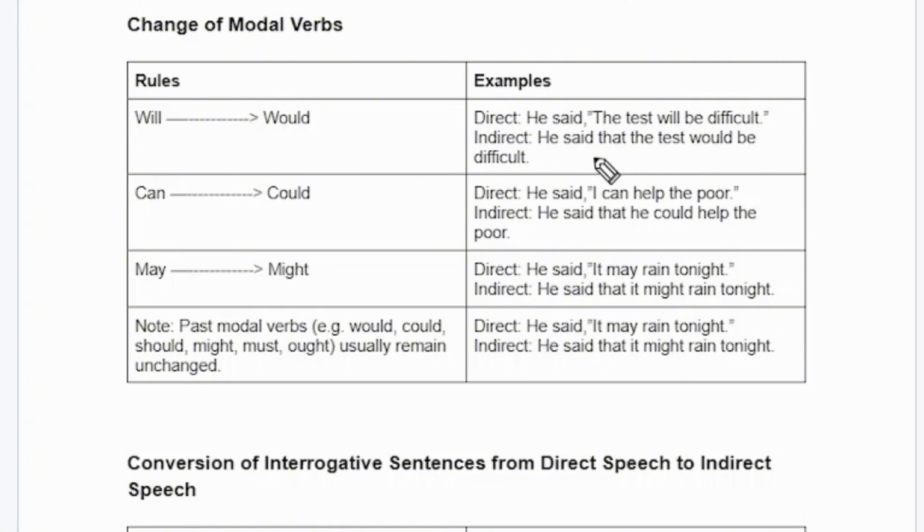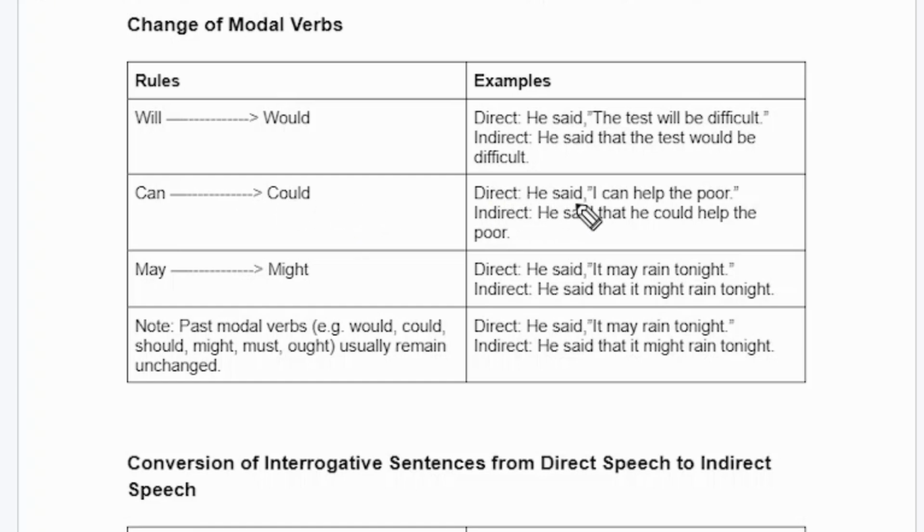So what did we change? "He" is there, "said" is there. We added "that" in it, and "the" is there, "test" is there. Okay, "will" converted into "would". "Be" is there in both, and "difficult" is there. So we omitted just commas, and we changed "will" to "would", and we change the pronoun, and we add the "that" over here. Okay, so "can" will be converted into "could".